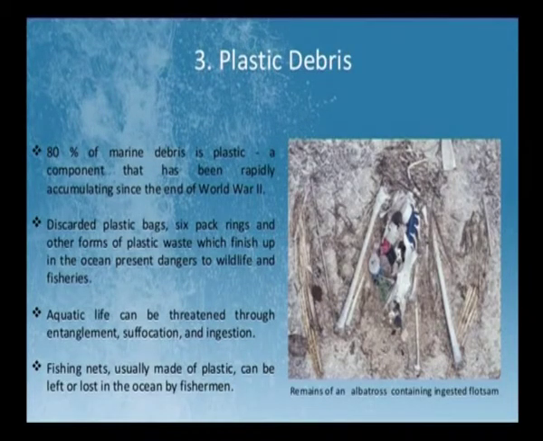Plastic debris. 80% of marine debris is plastic, which is a component that has rapidly been accumulating since the end of World War II. Discarded plastic bags, six-pack rings, and other forms of plastic waste which finish up in the ocean present dangers to fisheries as well as wildlife. Aquatic life can be threatened by entanglement, suffocation, as well as ingestion. Fishing nets, usually made of plastic, can either be left or lost in the ocean by fishermen.